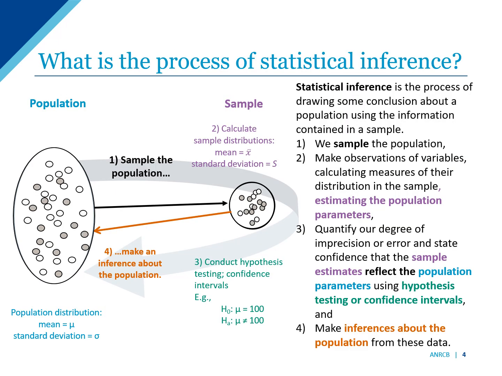Statistical inference is defined as the process of drawing some conclusion about a population using the information contained in a sample of that population. First, we sample the population of interest. We then make observations of the characteristics of the sample, calculate measures of their distribution, and estimate the population parameters. Then use 95% confidence intervals and hypothesis testing to make a statement about how confident we are that our estimates reflect the population estimates, taking into account error and imprecision. And finally, we make inferences about the population from these data.